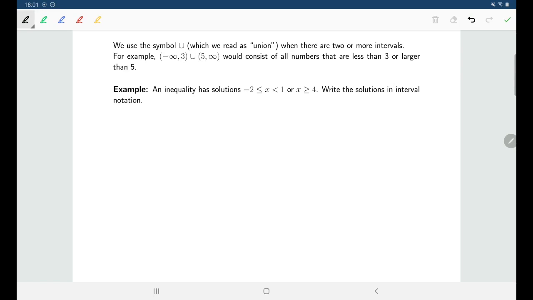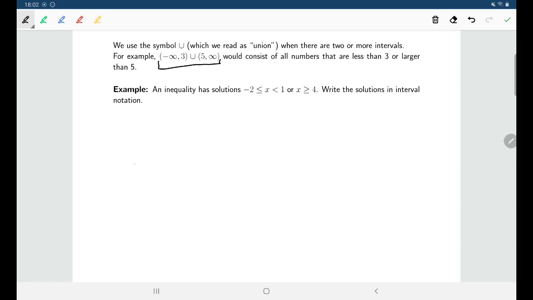Sometimes we might have cases where it's not just one interval, but two intervals together. The symbol that we use to connect or combine two intervals together is this symbol, which we would read as a union. It looks sort of like a letter U. So something like this: all the values from far left up to 3, together with, or union with, all the values that are larger than 5.